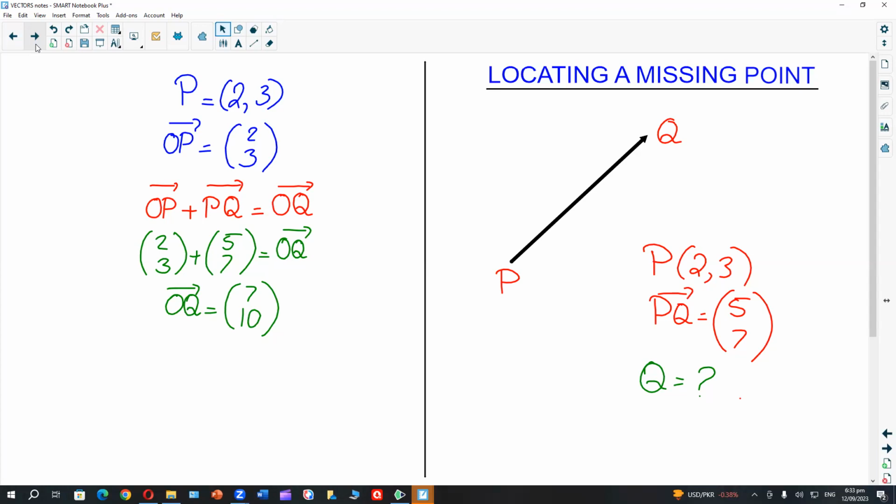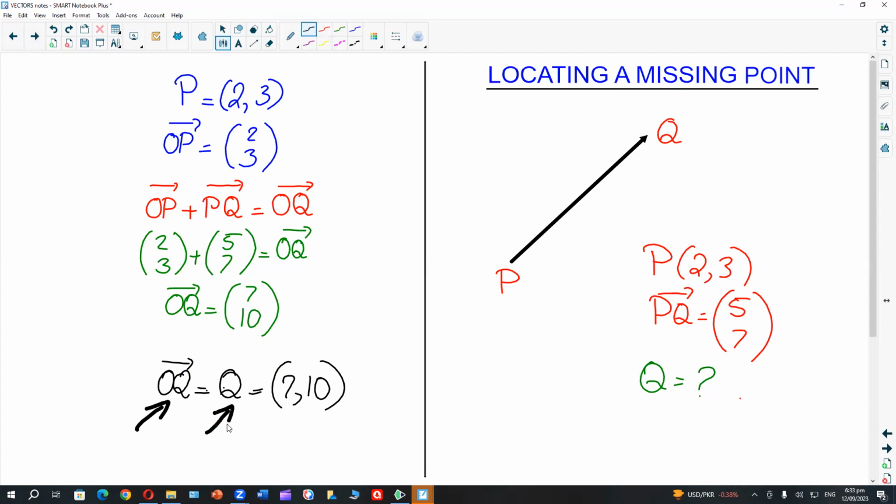Okay. OP plus PQ is equal to OQ. This is the head to tail approach. Now, once you get OQ, remember again, look at this tricky step: OQ is a vector, and I can write it with Q only, so it will convert into a point. A vector is not a point, but if the first letter is O, then a vector can be equivalent to a point.